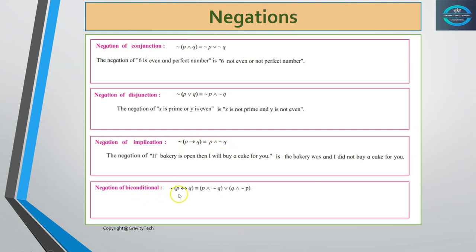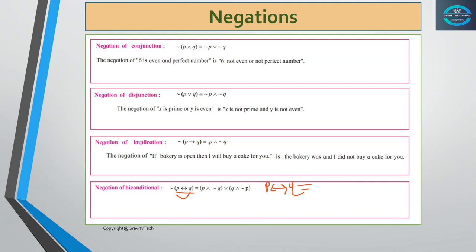Now negation of biconditional. Negation of biconditional means what? P if and only if Q. This is read as P if and only if Q. Now what does P if and only if Q mean? If you look at it, it is basically if P then Q and if Q then P. It is like this. When we say it like this, P double implies Q is equal to, right?